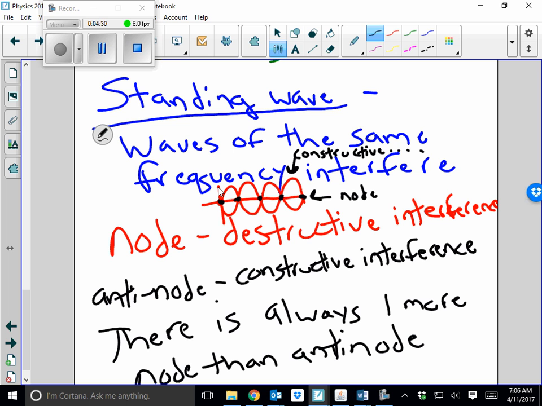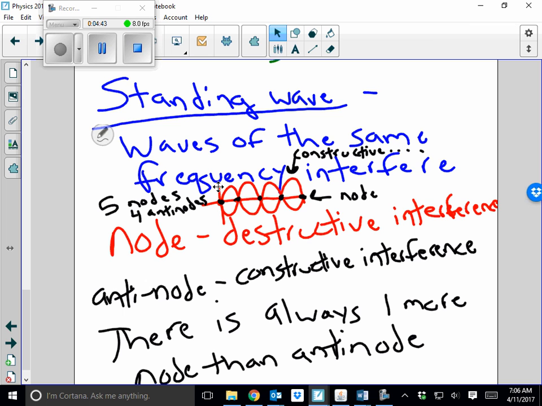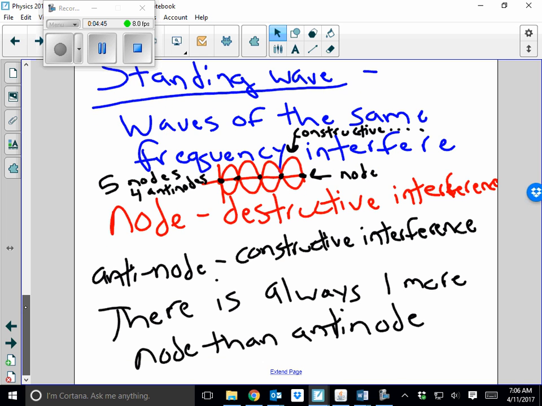Now, if you count the nodes, there are 5 nodes, and there are 4 antinodes. There will always be one less antinode than there are nodes, always. And if you notice, one whole wavelength, if I were to trace over this, consists of 3 nodes and 2 antinodes. So that is standing waves in a nutshell. It's just waves of the same frequency interfering, which creates nodes and antinodes.